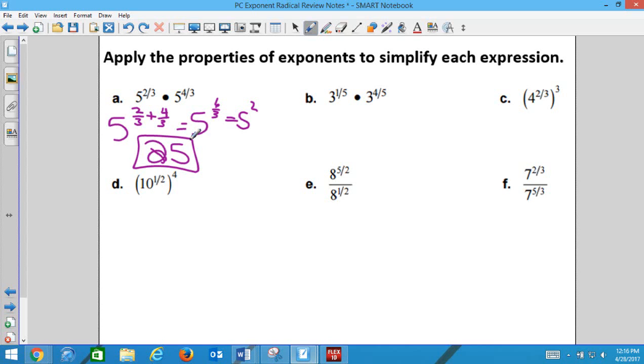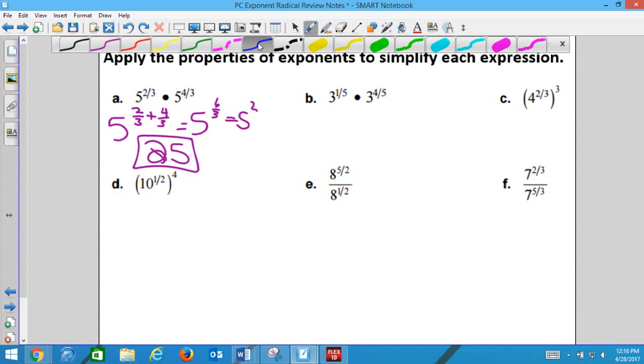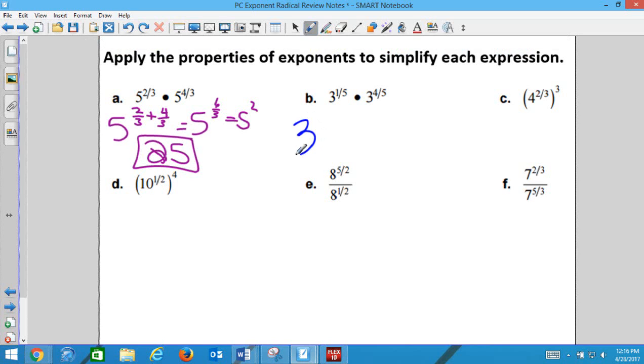I see mistakes where people know the rule where we add them, but then for some reason they also multiply the 5s. You keep the same base, you just add the exponents. So the next one, 3 to the 1/5 times 3 to the 4/5, same base. Add your exponents. We get 3 to the 5/5, which is 3 to the 1st.